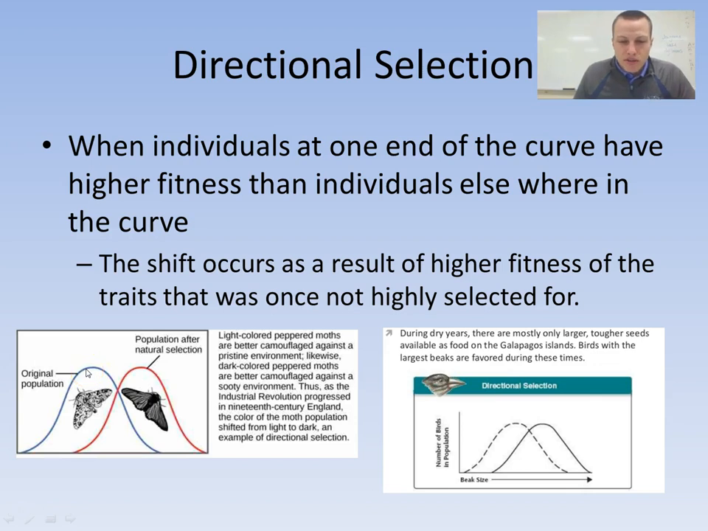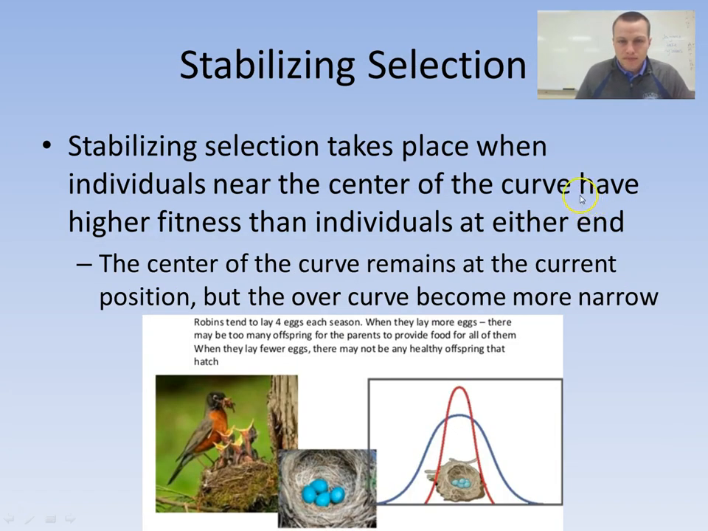As the Industrial Revolution went on and progressed, we could see that the darker colored moths had a better chance of survival. And that's why we could see this directional selection over time shift that bell-shaped curve to selecting for a lot of these darker colored moths. Okay, so that's directional selection.